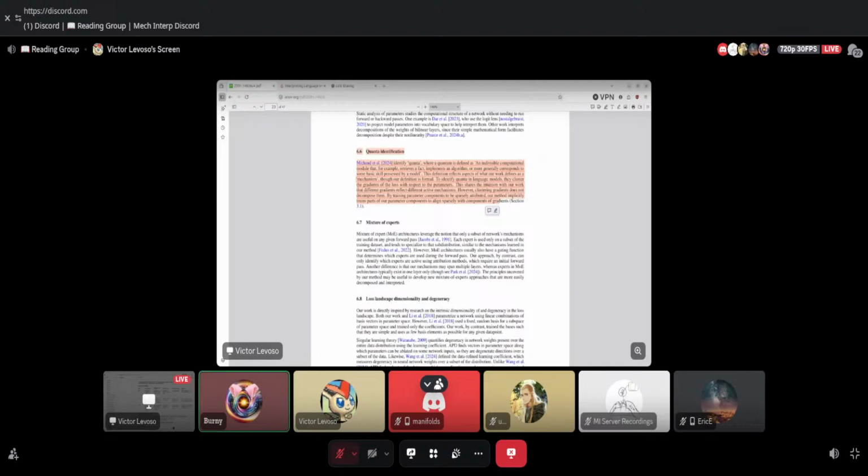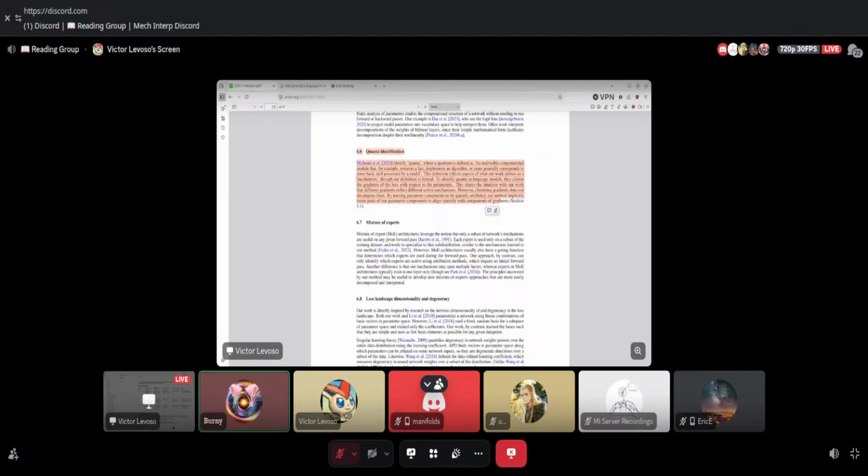A quantum is defined as an indivisible computational module that, for example, retrieves a fact, implements an algorithm, or generally corresponds to some basic skill possessed by a model. I would call that an atom, not quanta. Whatever. This definition reflects aspects of what our work defines as mechanism, though our definition is formal. To identify quanta in language models, they cluster the gradients of the loss. Gradients of the loss with respect to the parameters. This shares the intuition with our work that different gradients reflect different active mechanisms. However, clustering gradients does not decompose them.